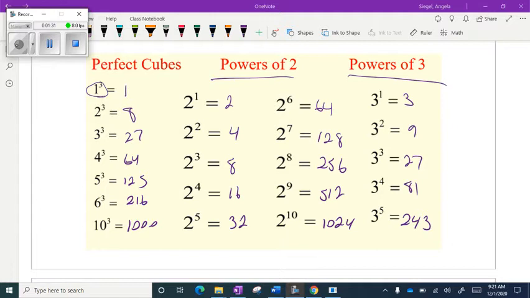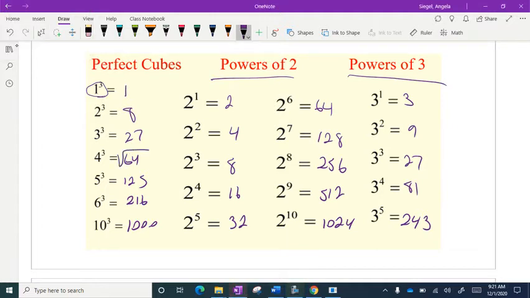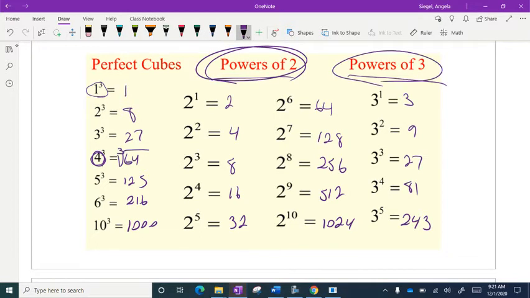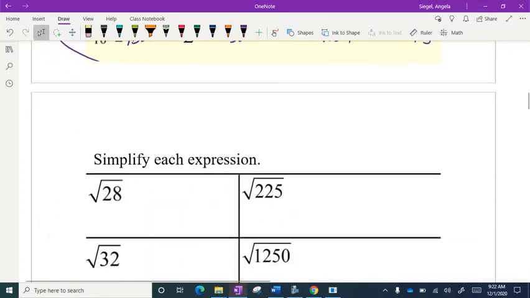If I wanted to take, let's say, the cube root of 64, the cube root of 64 is 4. So that's how you deal with perfect cubes. These are all powers of 2, which we will get into, and powers of 3. This is also another nice reference. Okay, so let's go ahead and get into some problems.